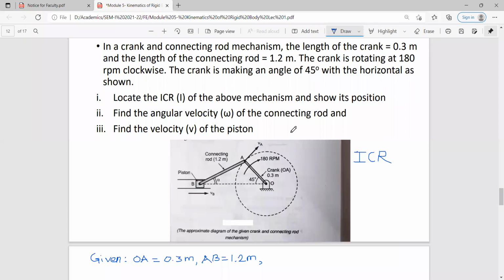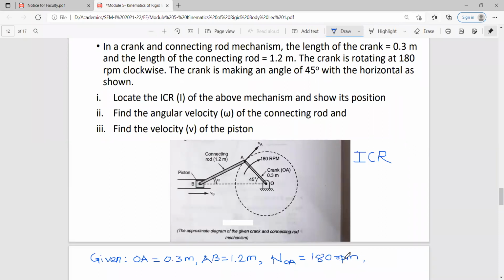The crank is rotating. The crank is rotating at 180 RPM clockwise. Okay, so you can see that the speed of the crank is 180 RPM. In 1 minute, it is making 180 revolutions. Okay, 180 revolutions per minute. So you can show it like this: angular velocity in OA. Suffix OA is used for the crank. Okay, so it is given as 180 RPM. But generally what we do, instead of using the RPM, we use the radian per second.